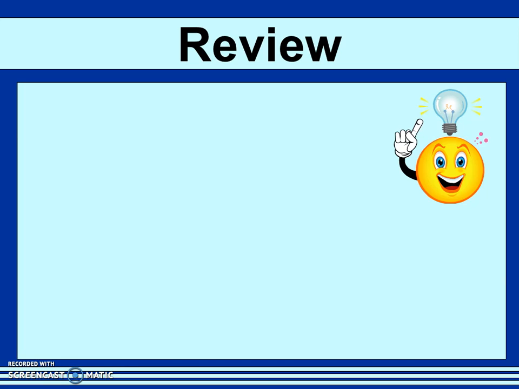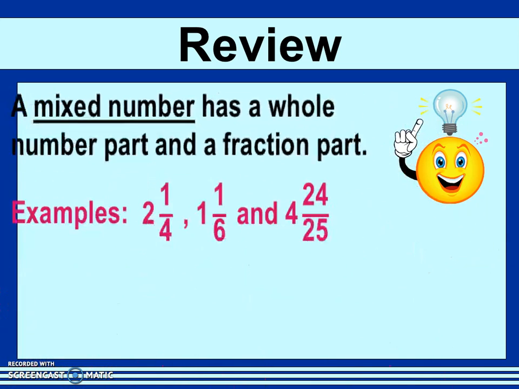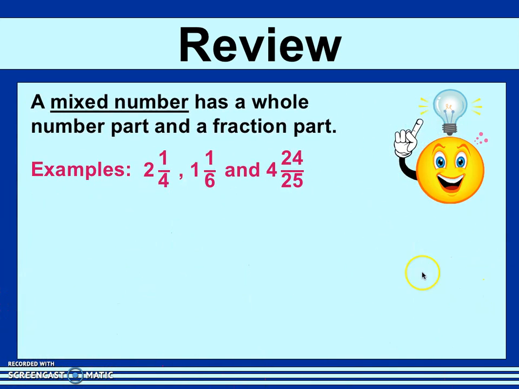So here we go. A quick review of what is a mixed number. A mixed number has a whole number, so this 2, and a fraction part, 1/4. 2 and 1/4, that's a mixed number. 1 and 1/6, a whole number and a fraction combined. Or 4 and 24/25, alright? So that's a mixed number.